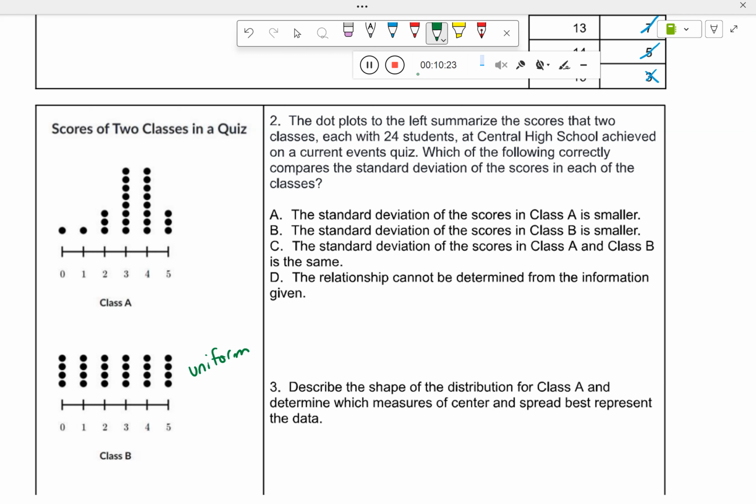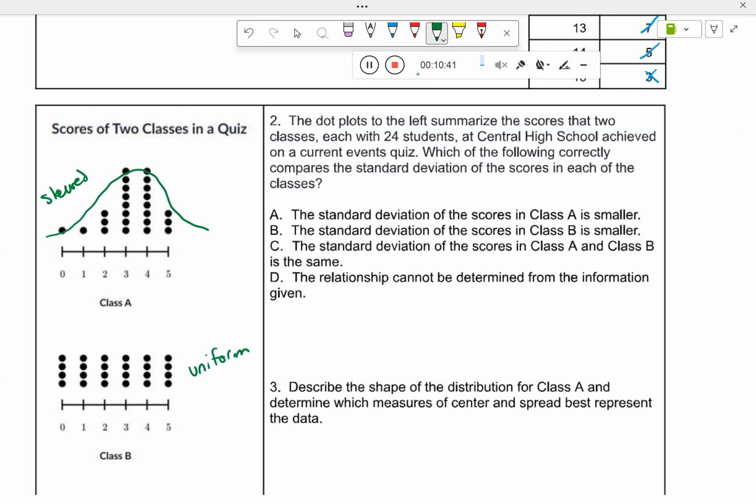Whereas the data for class A, it's not really a bell-shaped curve. It's a little bit skewed. You can see that on the left, the data trails off a little bit in that direction, so it's skewed to that side. But it's certainly not uniform like the data in class B is.